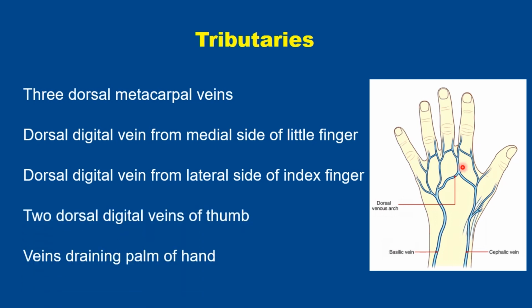Then 2 dorsal digital veins of the thumb. Here we can appreciate 2 dorsal digital veins which lie in the region of the thumb, and the veins draining the palm and the hand. So these are the tributaries of the dorsal venous arch.